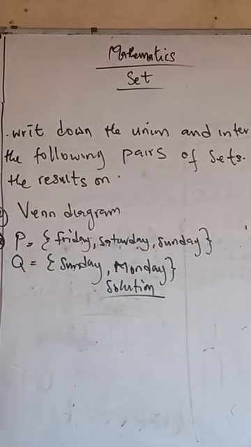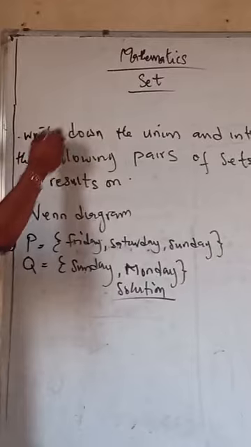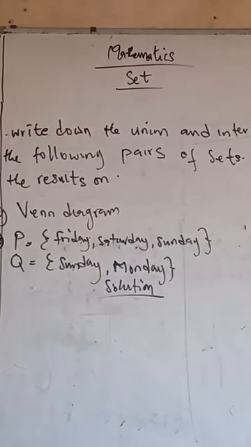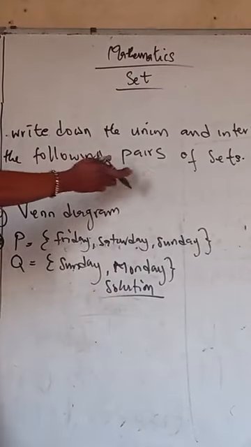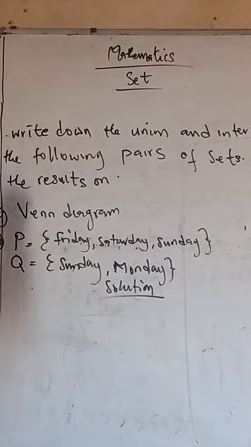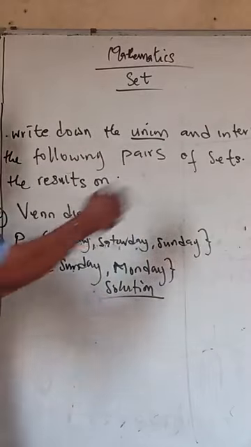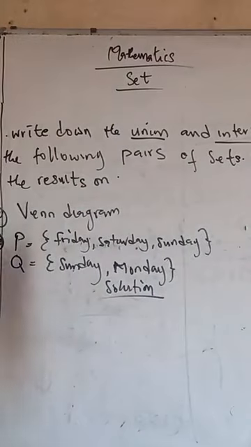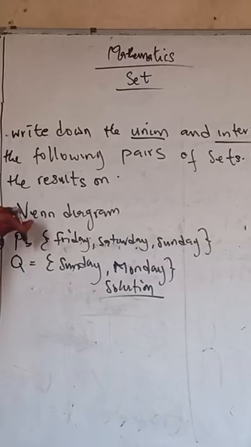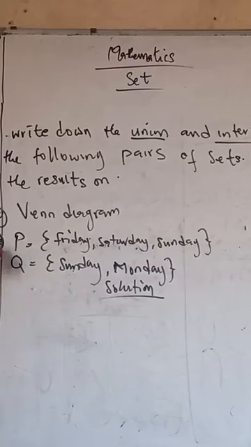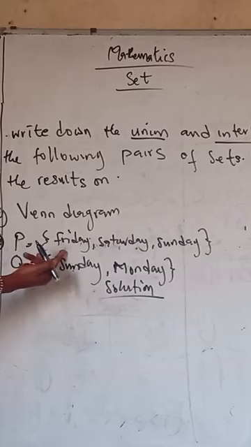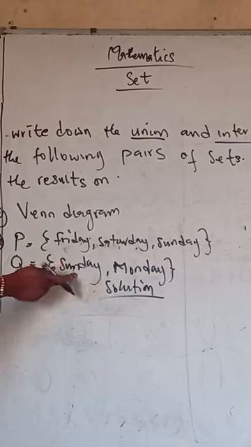Now look at the board. It says write down the union and intersection of the following pairs of sets. Represent the results on a Venn diagram. What you need to concentrate on here is, one, union, then the intersection of the following. Then after that, we present this in a Venn diagram. Now this is a set P having the elements Friday, Saturday, Sunday. You have your Q, which is Sunday and Monday.